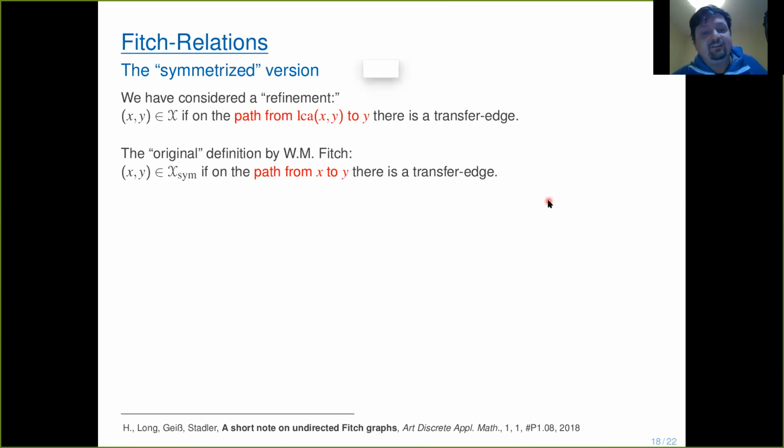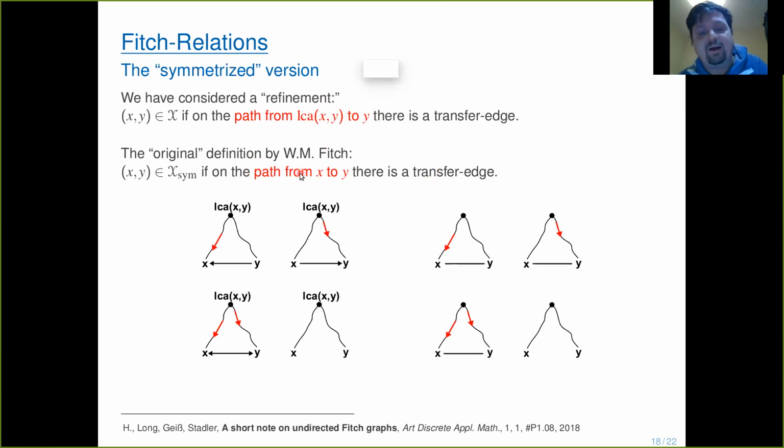I mean, this was a symmetrized version: on the path between x and y, there is a transfer edge. This was the original version of Walter Fitch. We have here considered a path from the last common ancestor to y, but the symmetrized version is now quite easy to understand because it only matters whether on the path there was a transfer edge or not. So if we have this scenario here, we would get simply an undirected edge. And in case we have a scenario like that, we get an undirected edge, and the same is true here. And here we get no edge at all. So we simply lose all information about directions.